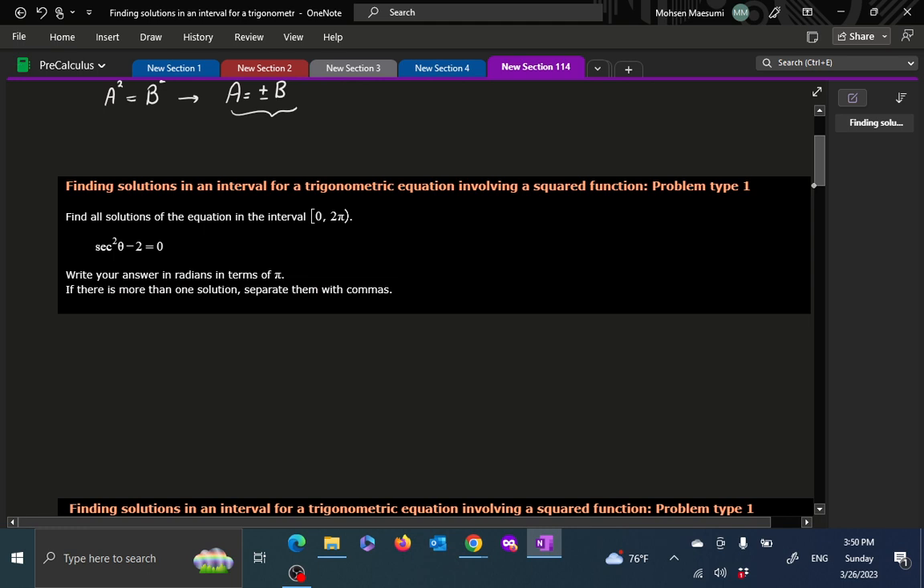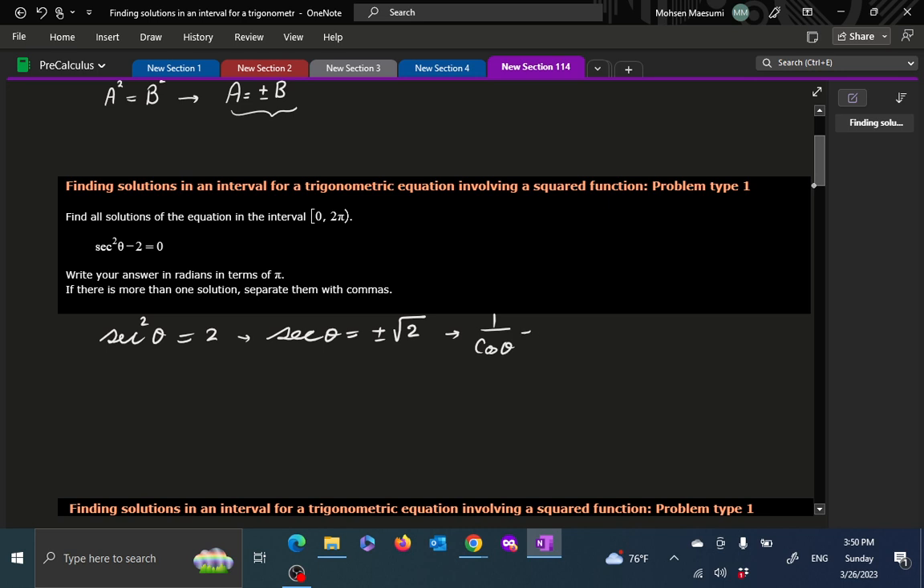So secant squared of theta is equal to 2. If I take the square root, the right hand side is plus or minus square root of 2. So I can go ahead and take the reciprocal of both sides. Secant is 1 over cosine. 1 over cosine is plus or minus square root of 2. So cosine of theta is 1 over plus or minus square root of 2. Simplify that a bit further, or rationalize, and you get plus or minus radical 2 over 2.